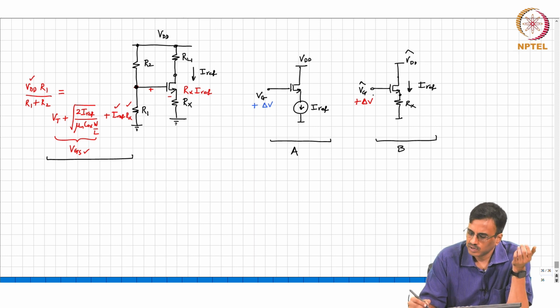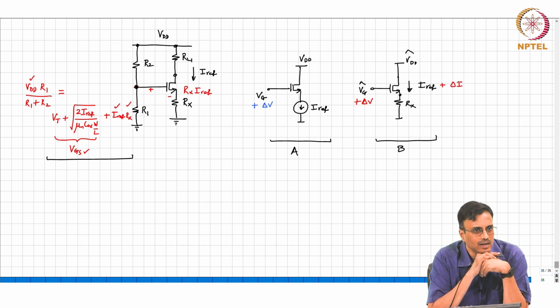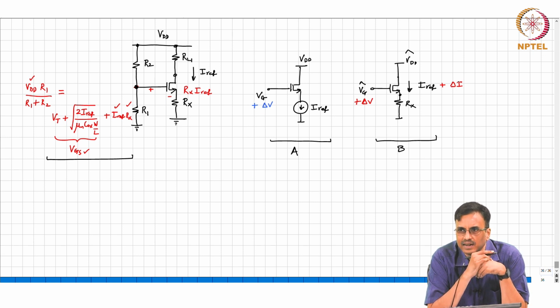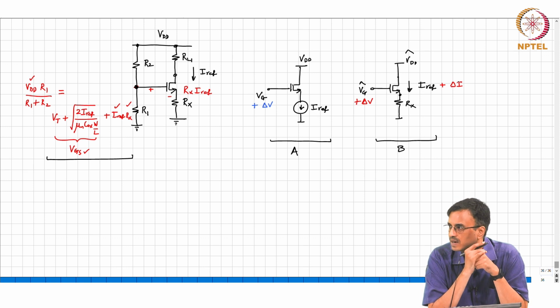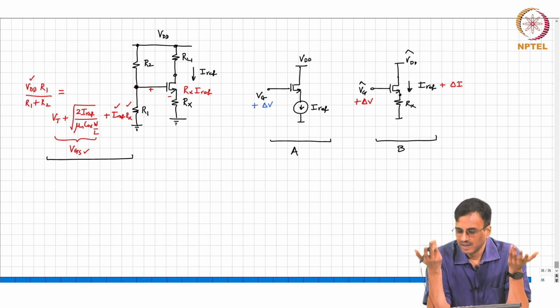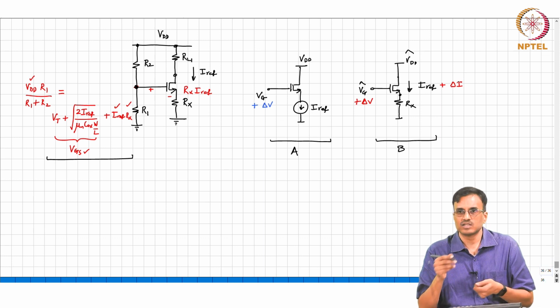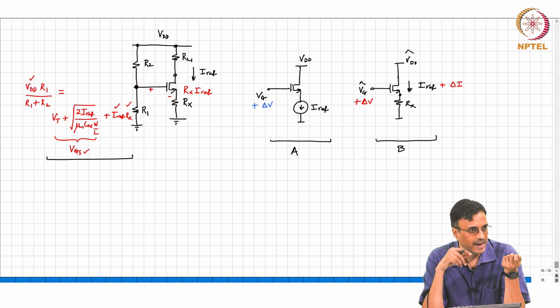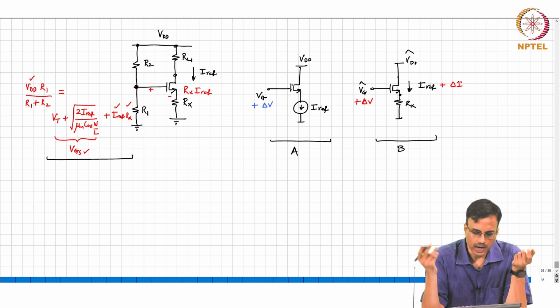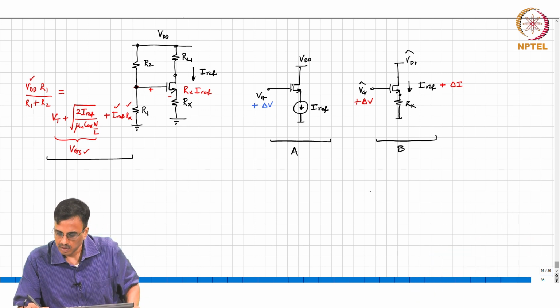This current will change by some amount delta I, and all that we are interested in is that delta I. How will we figure out what the change in current is due to a change in the gate voltage by a small amount delta V? One way is to write out the equations and solve the quadratic, but because delta V is a small change in the gate voltage, we can linearize the circuit about the operating point, which we know already.